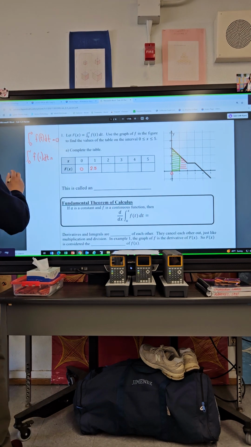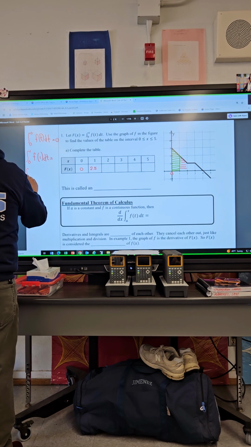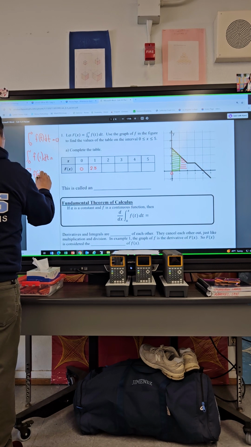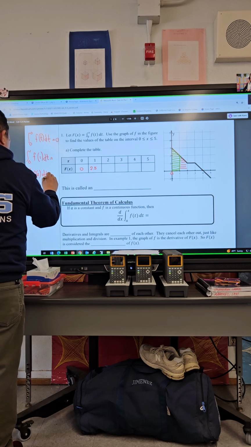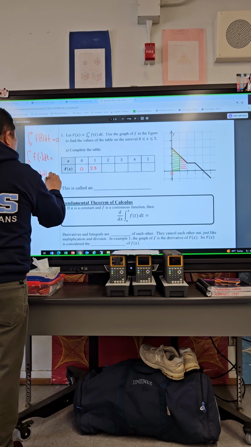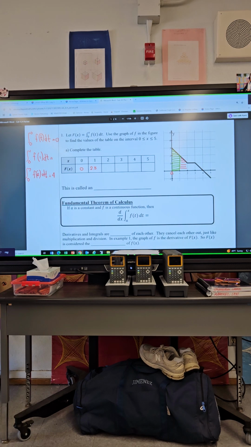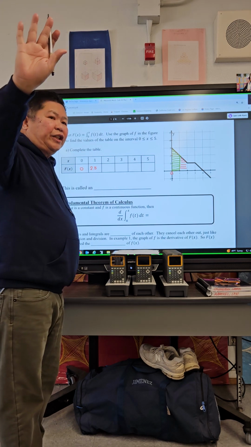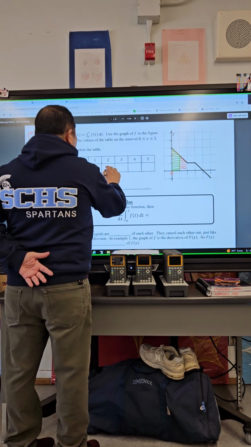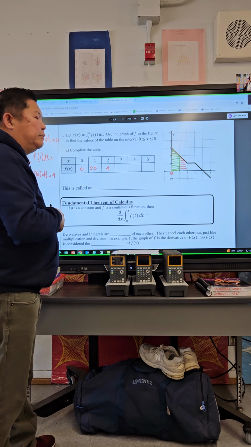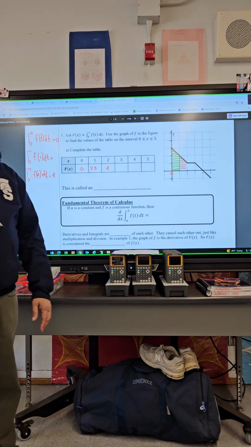So, which means from 0 to 2, the integral of f from 0 to 2 dt is equal to 4. And a question where we get 4. How about from 0 to 3?